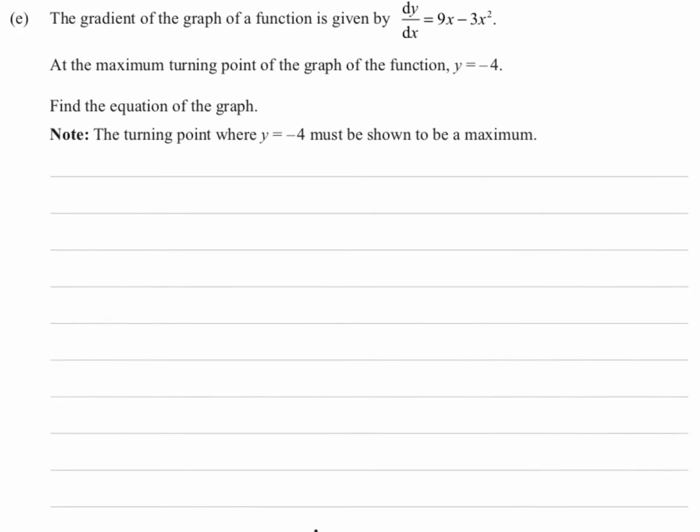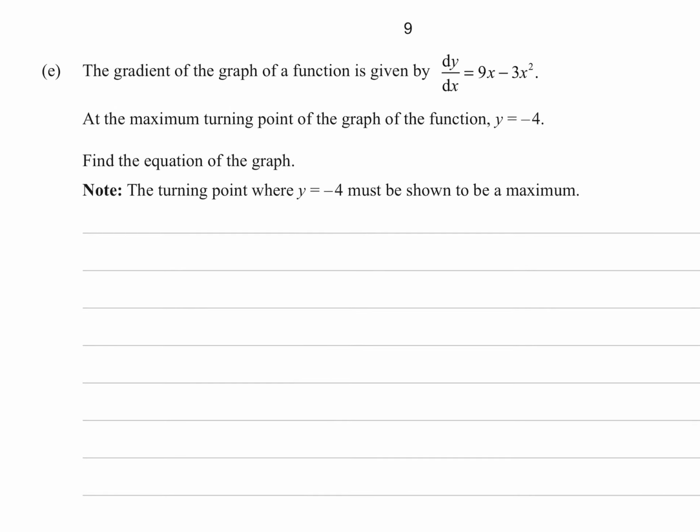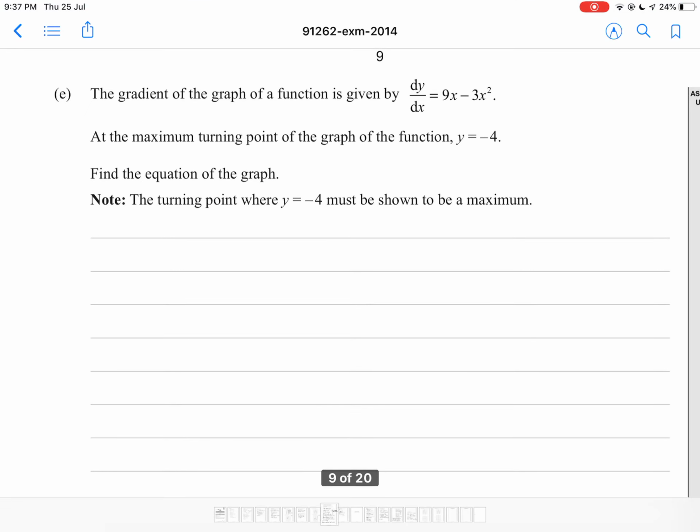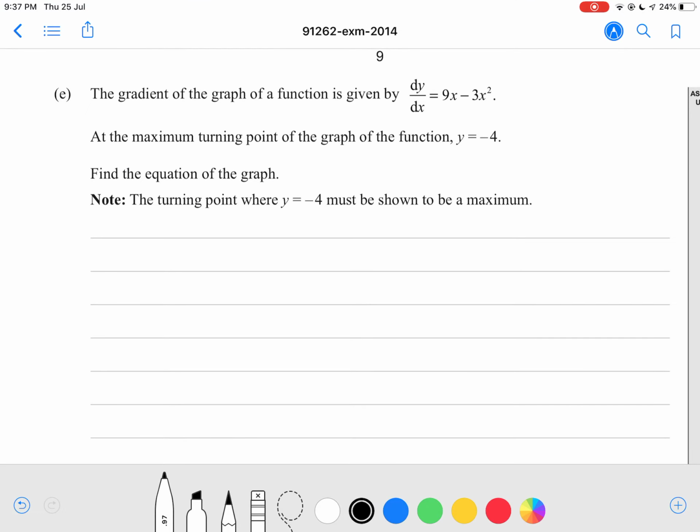Alright, moving along. The gradient of the graph of a function is given by dy over dx equals 9x minus 3x squared. At the maximum turning point of the graph of the function, y equals -4. Find the equation of the graph.